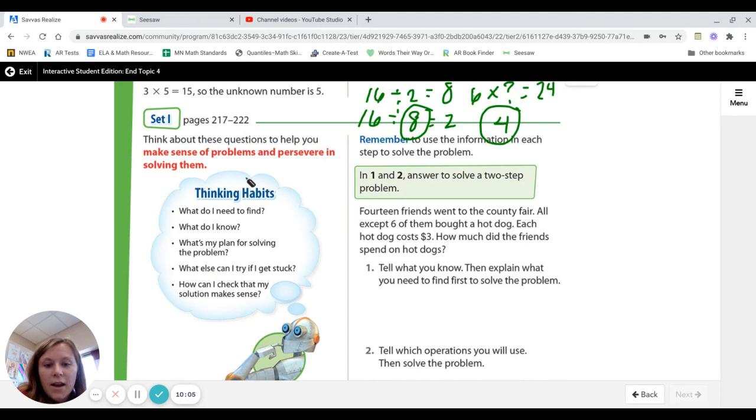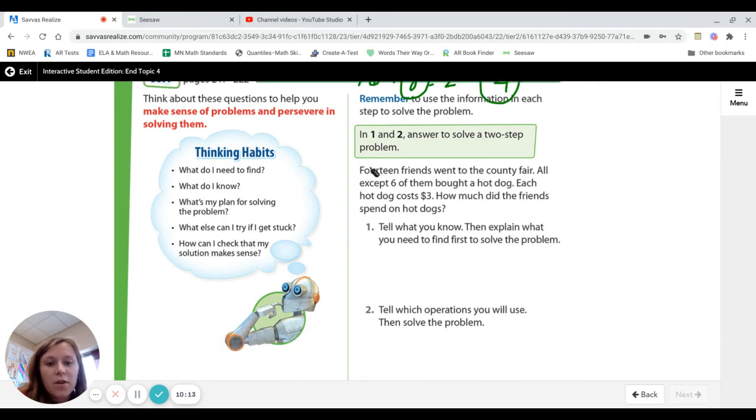And then set I is a word problem. We're just thinking through. We want to use information in each step to solve the problem. So 14 friends went to the county fair. I'm going to underline 14 friends. All except 6 of them bought a hot dog. Each hot dog cost $3. How much did the friends spend on hot dogs?